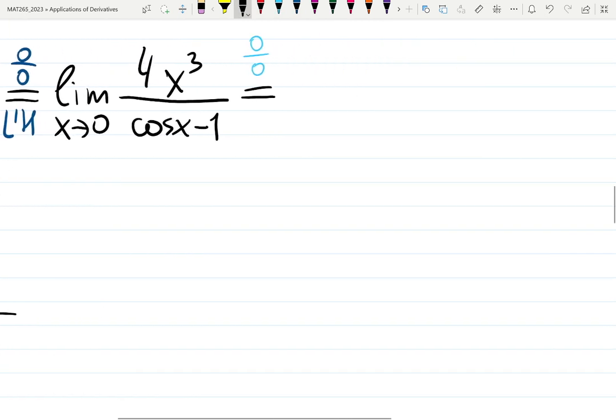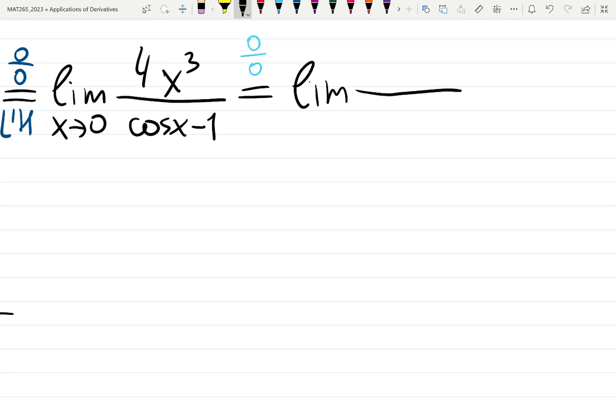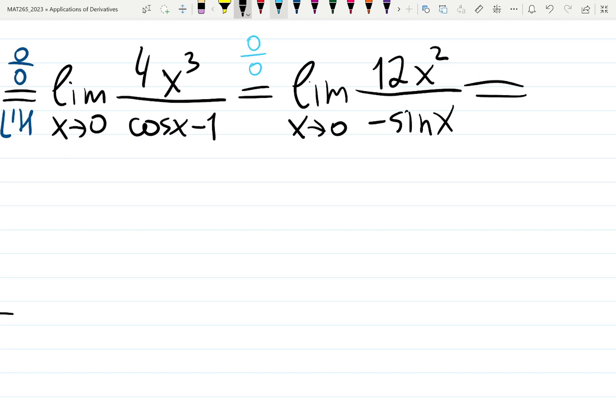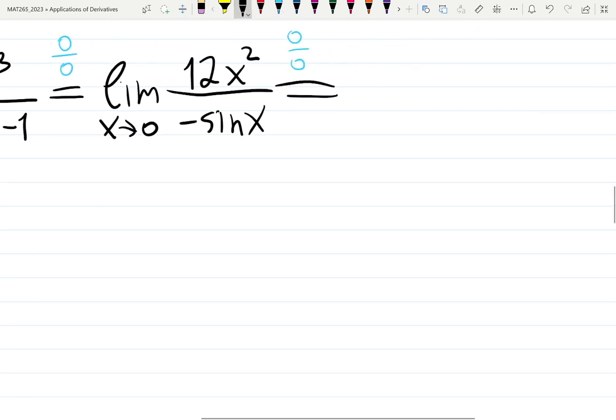That's the thing. You can keep going until you are done. 12x squared. Still looks horrible. But now we have minus sine x, and minus 1 becomes 0. X approaches 0. Is it better? So let's see what's happening here. 0 at the top, 0 at the bottom. Super annoying. Let's do it one more time.